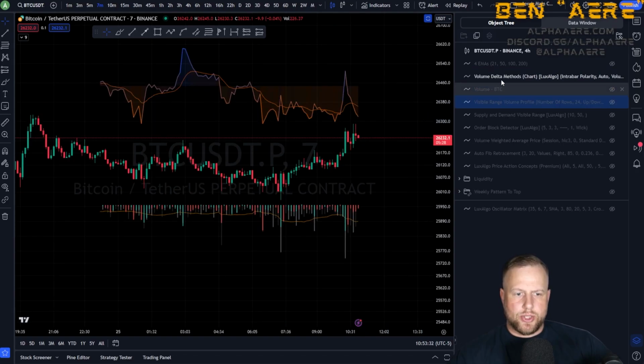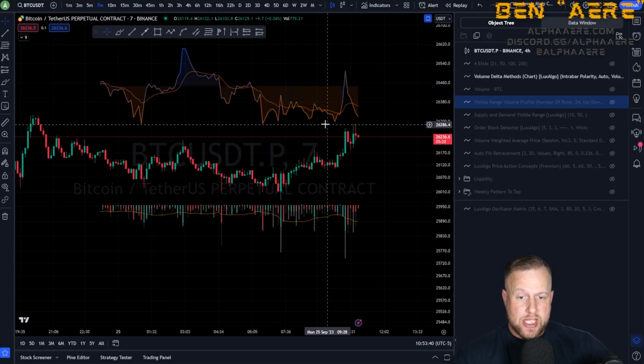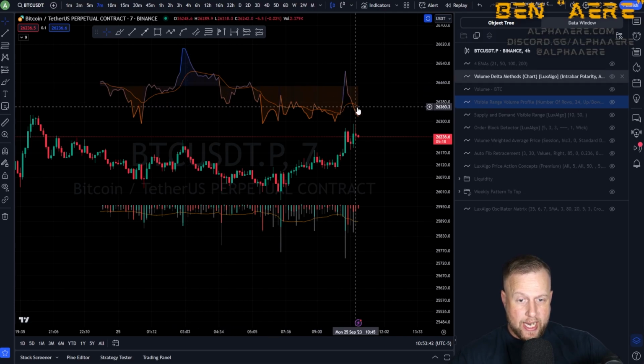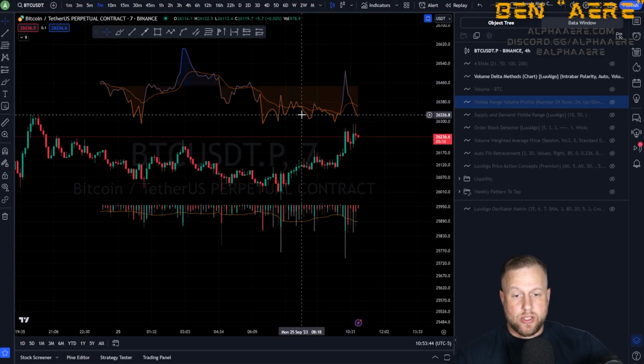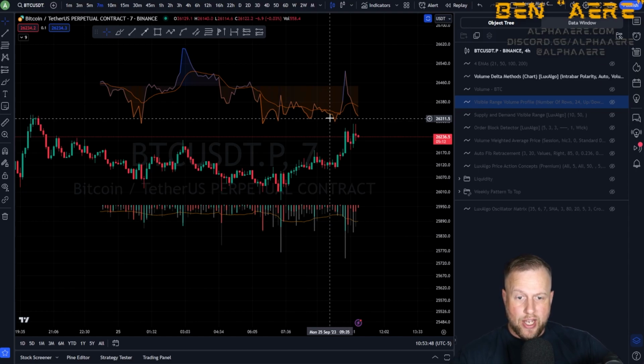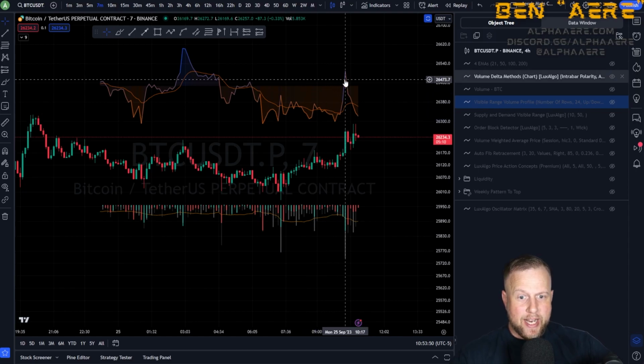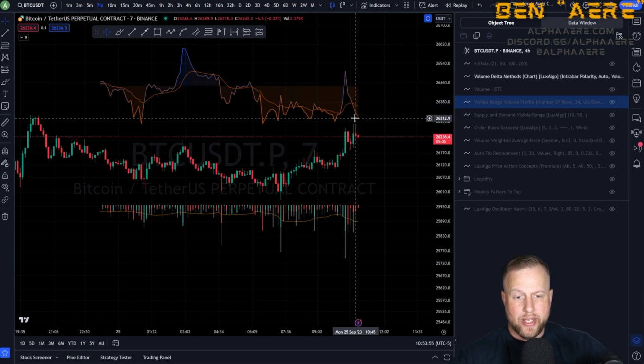The volume delta methods is an amazing indicator because it's many indicators in one. The first thing you get is the CVD with this smoothed out moving average right here. So this is the cumulative volume delta. Is the volume going up, and is it buy side or sell side heavy, or is it going down and it's obviously sell side heavy?